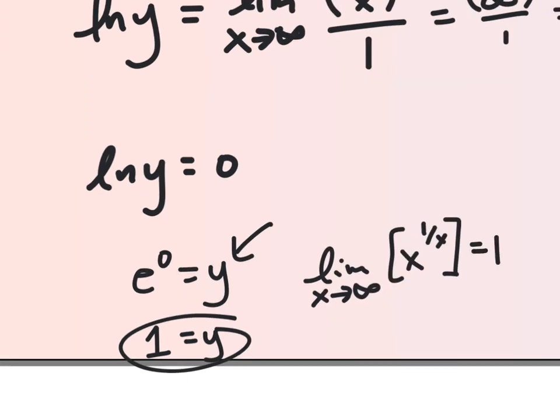This would be more of a bonus type. But that's it. L'Hopital's Rule. Get everything in rational form, make sure it's an indeterminate form, and take the derivative of the top and the bottom. See you next time.